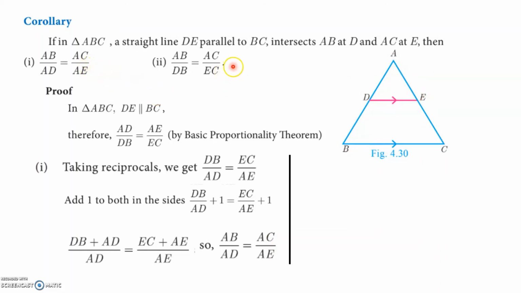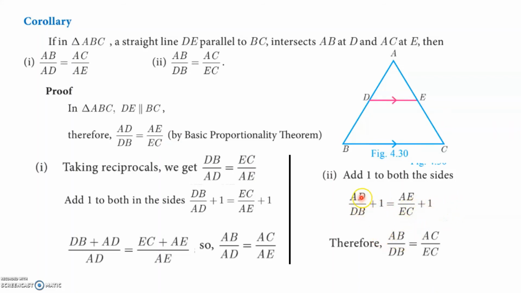To prove the second part of the theorem, we again use the Thales theorem, but this time let's add 1 to both sides of the equation. Taking DB as the common denominator on the left hand side, and EC as the common denominator for the right hand side, you get AD plus DB, and that will be AB on the numerator here, and on the other side AE plus EC, and that will be AC. So then again, you have proved the second part of the corollary.